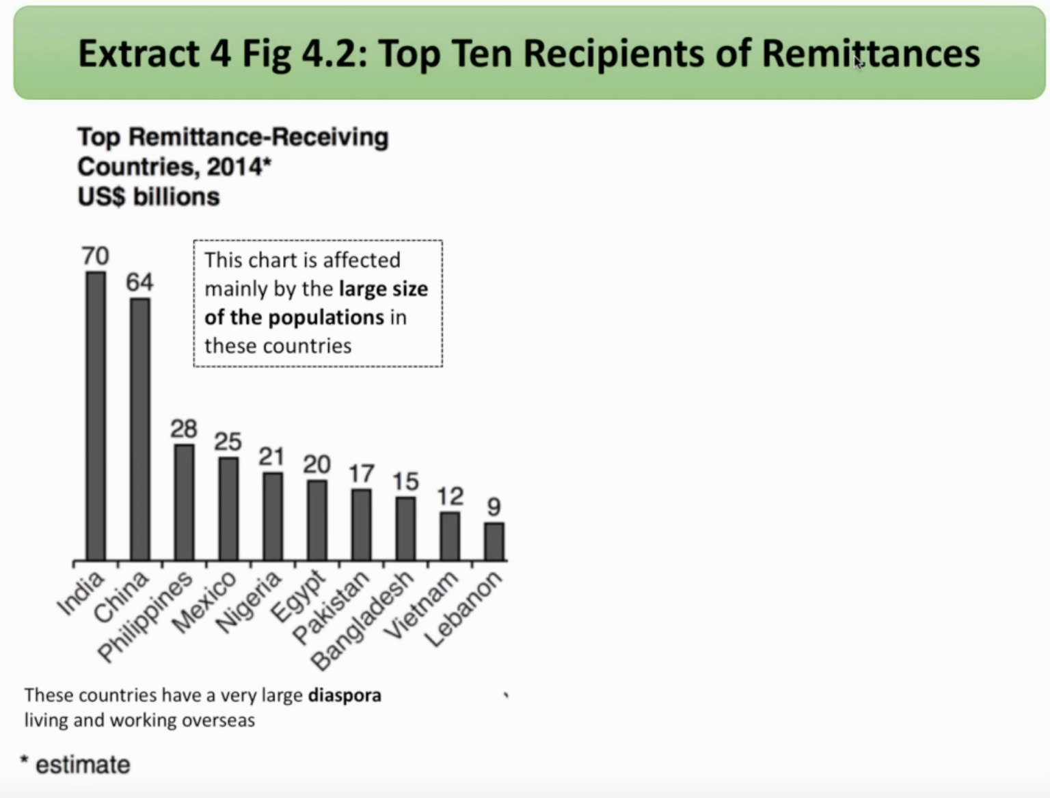Now, apart from Lebanon, these are pretty big economies, particularly in terms of population. So this data is largely contingent on the actual size of the population. And in particular, these are countries with literally hundreds of thousands, perhaps millions of people living and working overseas. We call those people the diaspora, and essentially it's another word for migrant workers who choose to live and work outside of their country of birth.